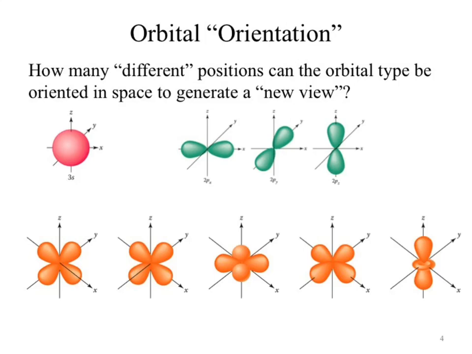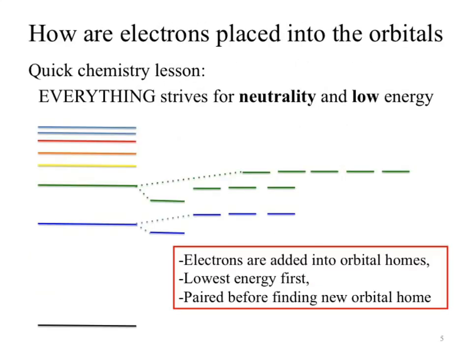Can we add more orbital types? Absolutely. The next big orbital type that actually gets filled is the F orbitals, or has the potential to get filled. I don't even have pictures of those. Maybe because I don't really want to look at them either.